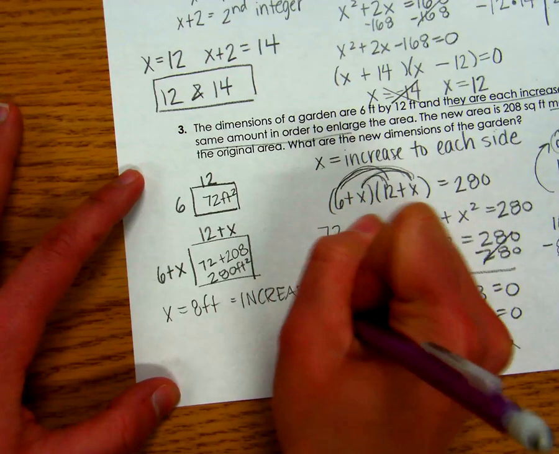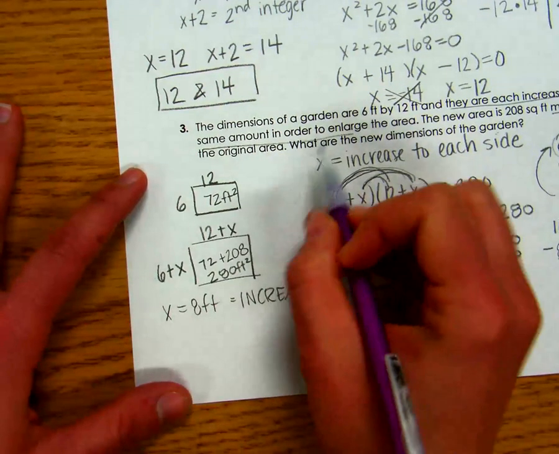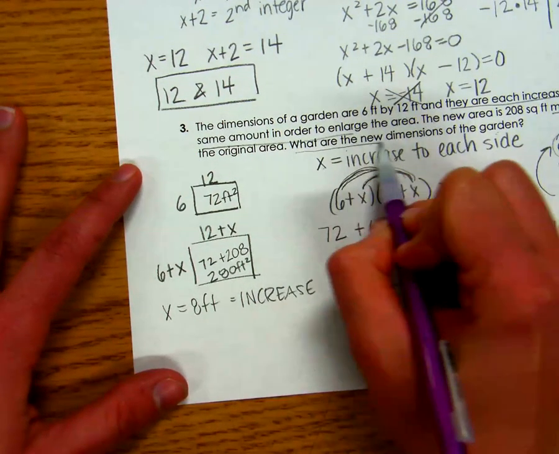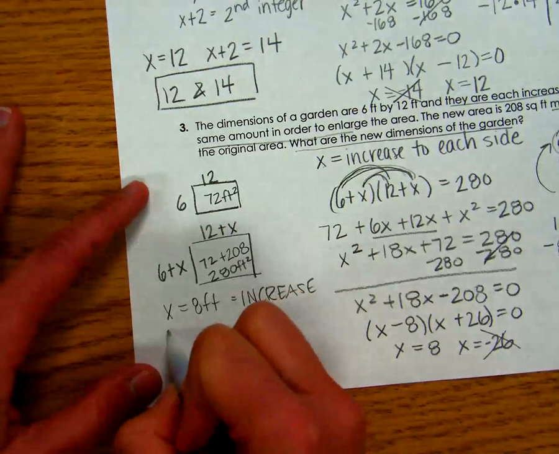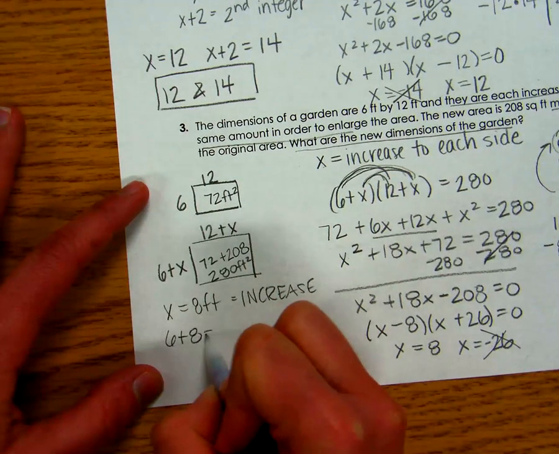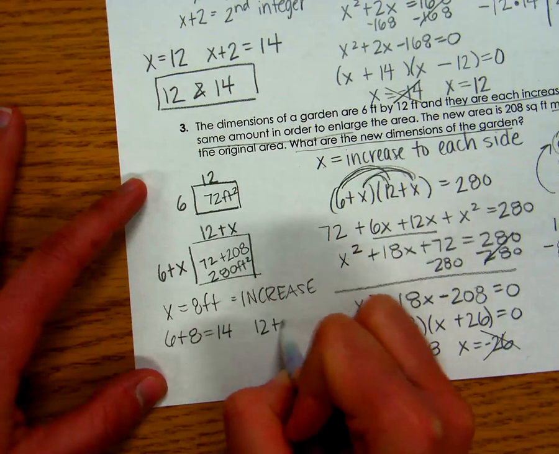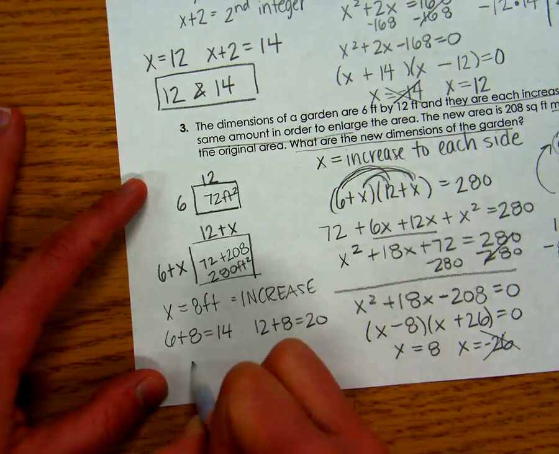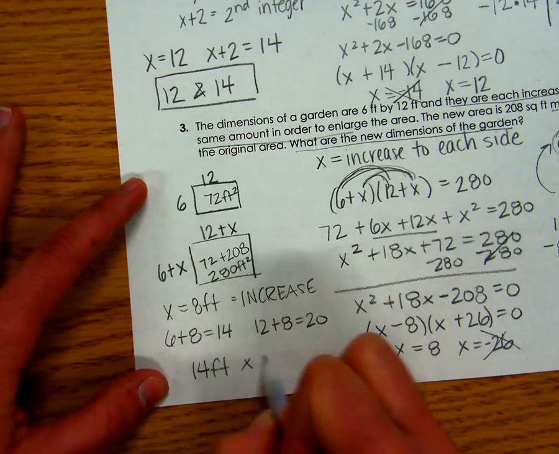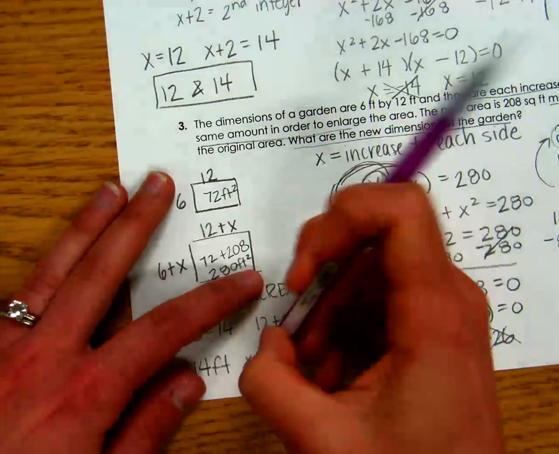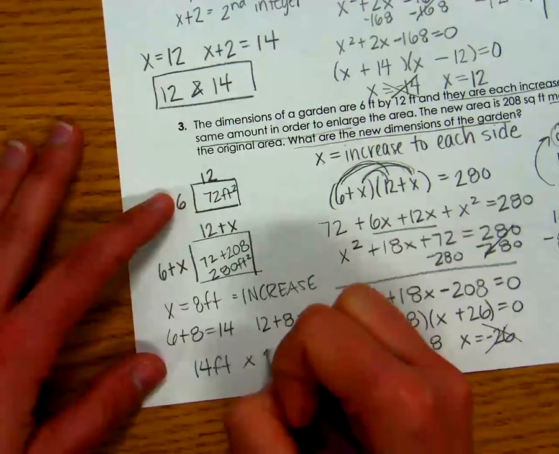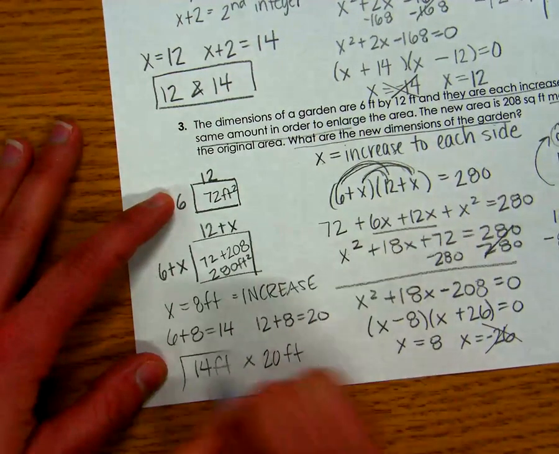So let's make sure we're answering the question they want. Did they ask for that, or did they ask for the new dimensions? So the new dimensions would be 6 plus 8 and 12 plus 8. So my new dimensions are 14 feet by 20 feet. And you're done.